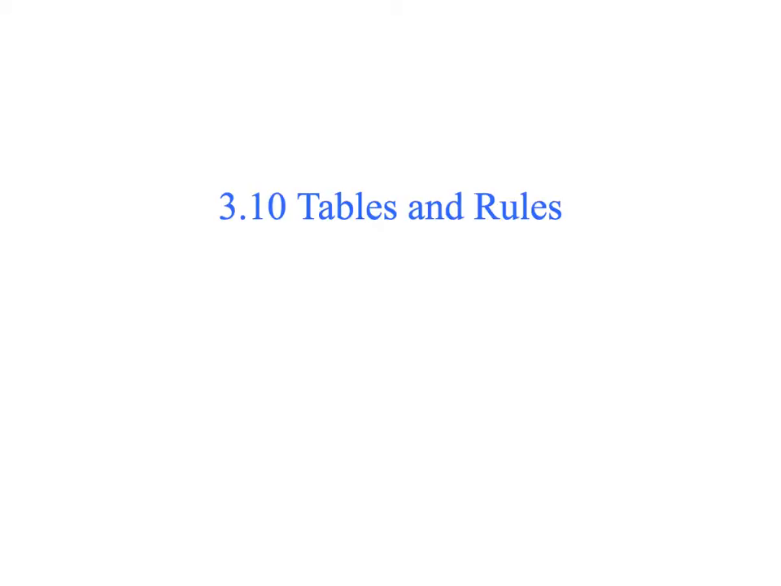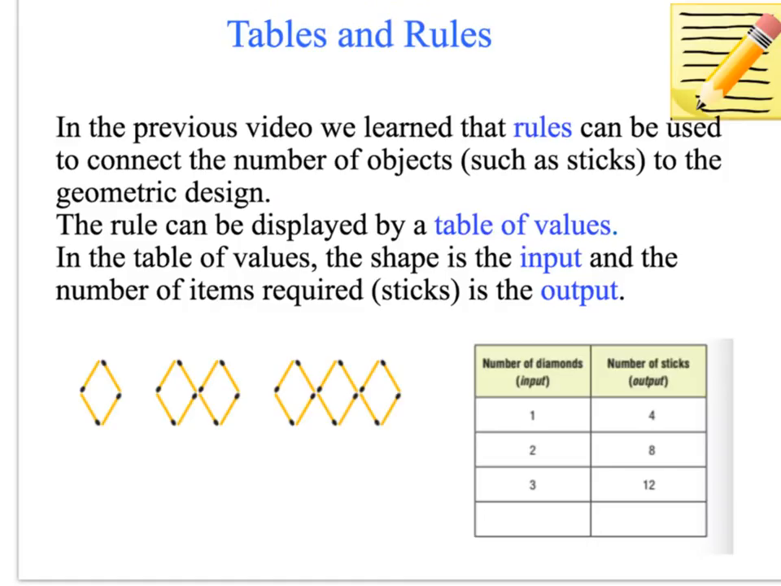Okay, today we're going to talk about 3.10, tables and rules. Now we've already done a little bit of work on this already. We've started to get into it with talking about sequencing, and we've touched on doing tables and rules in the previous video. There we learned that rules can be used to connect the number of objects, such as the sticks, to the geometric design. So in other words, there's one diamond but it has 4 sticks. So then we can allocate 1 to 4 in the table here.